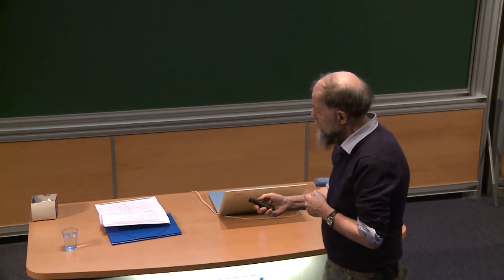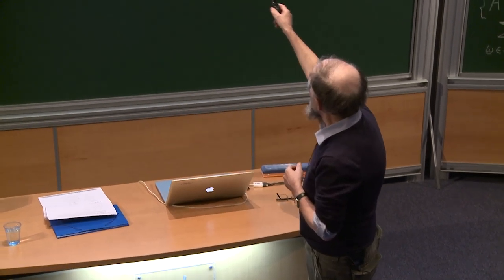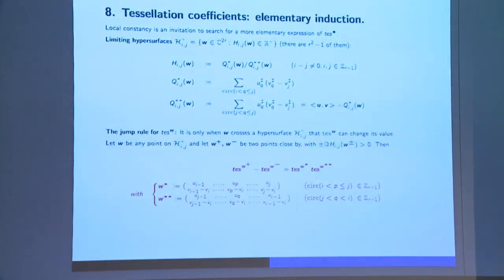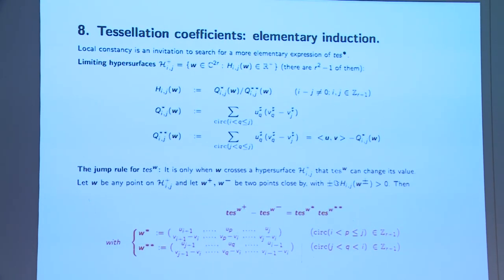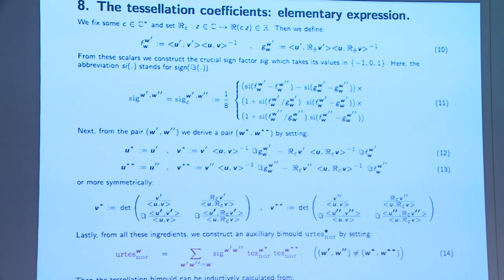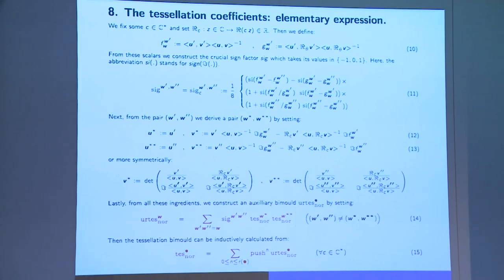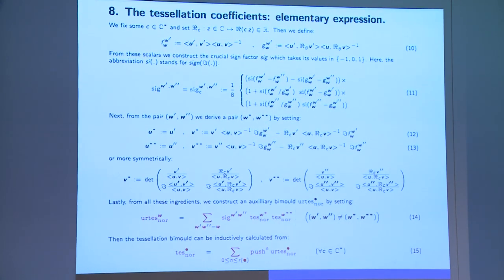If we apply the jump rules, we find this recursion equation in red, which I would have to explain the notations for, but you can take my word for it. There are a finite number of domains on which the function is constant, and there are jump rules which amount to explicit recursion, which can describe the whole thing. And this leads to, again, I cannot explain in due detail the formula, but these recursion rules lead to an explicit and simpler expression for the tessellation coefficients.